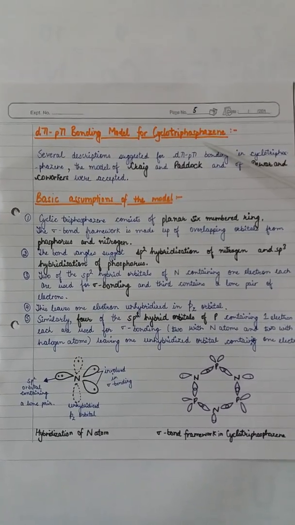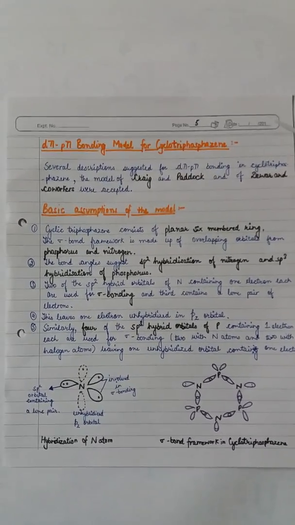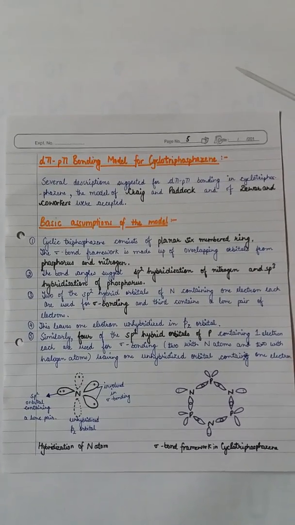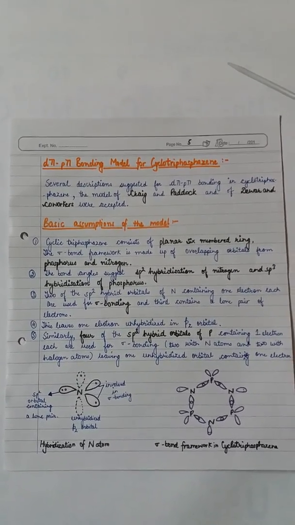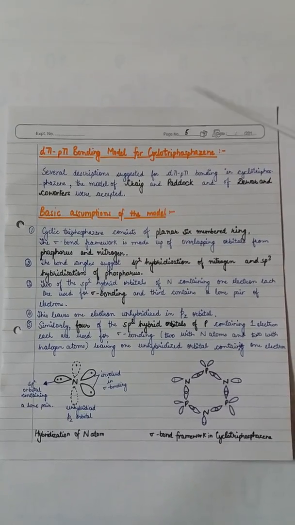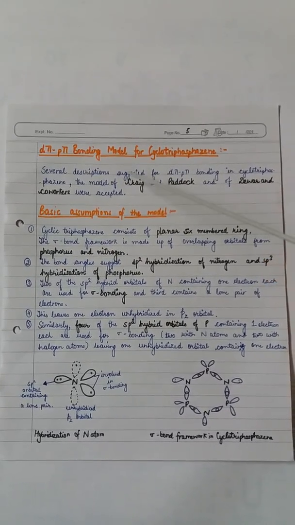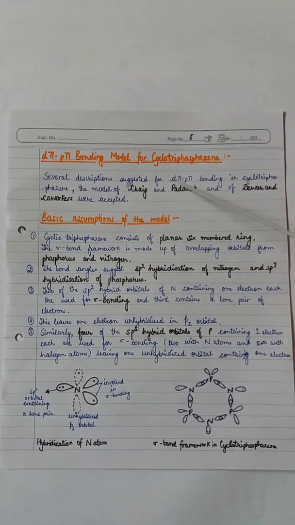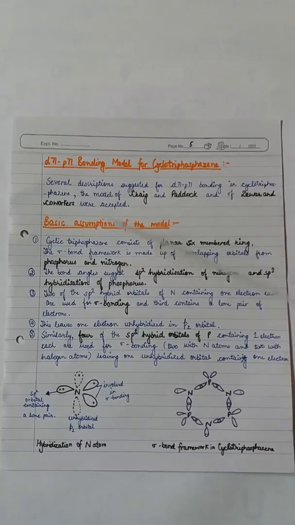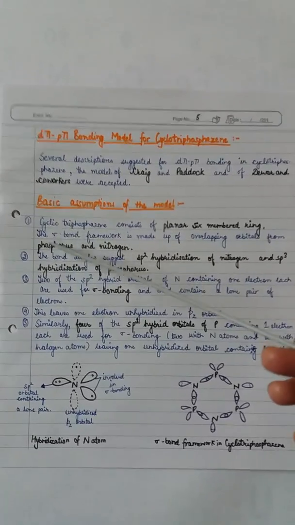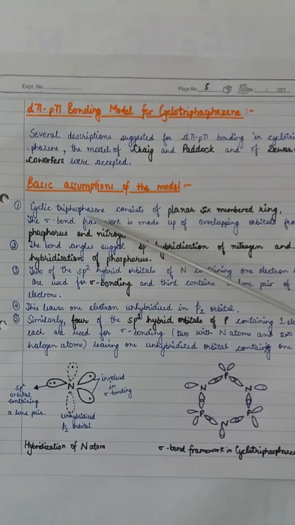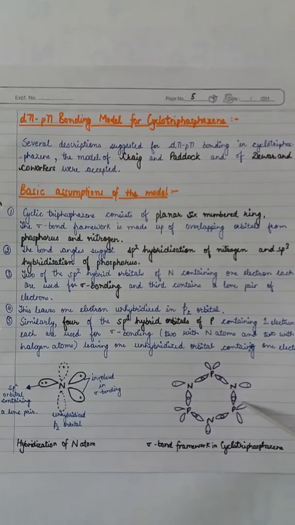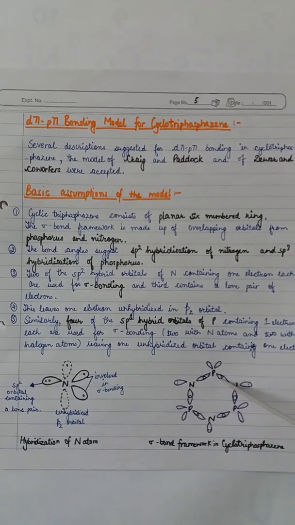of cyclotriphosphazene. There were several descriptions given for this bonding, but the model of Craig and Paddock and the other one of Dewar and co-workers are the most accepted models for this d pi p pi bonding model. Various assumptions were made in this model by both Craig and Paddock and Dewar and co-workers. Firstly, you can see the cyclic triphosphazene consists of a planar 6-membered ring. Its structure is like a 6-membered ring.